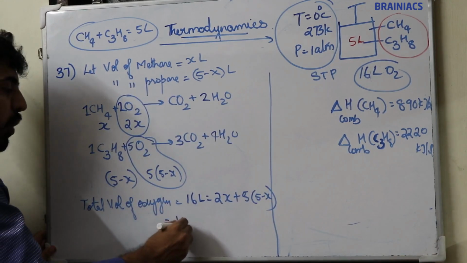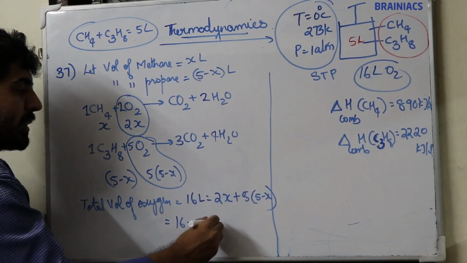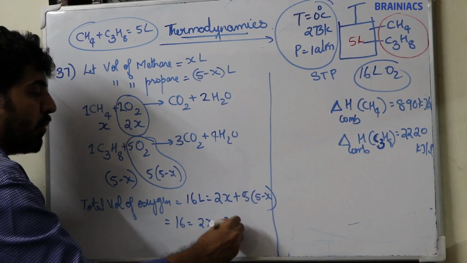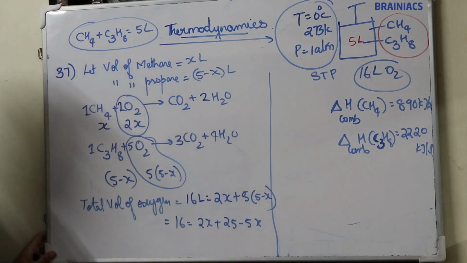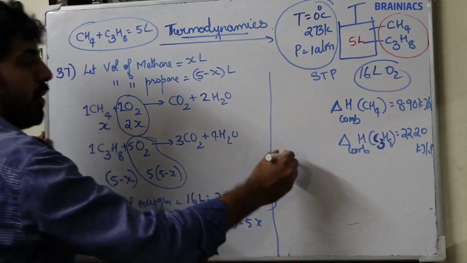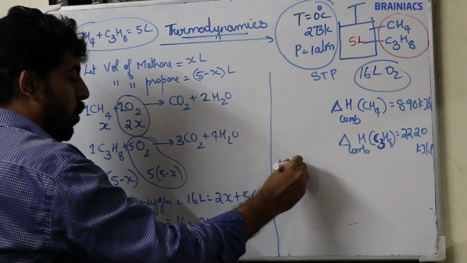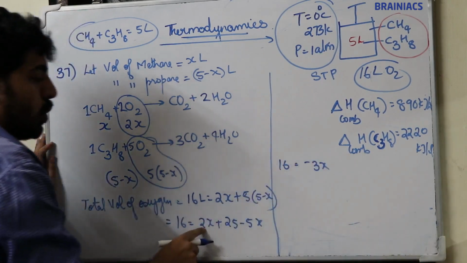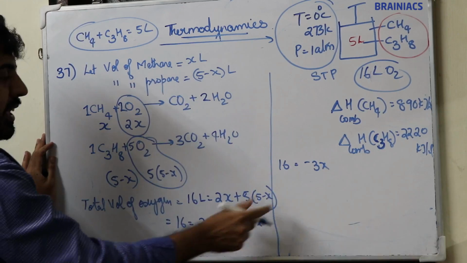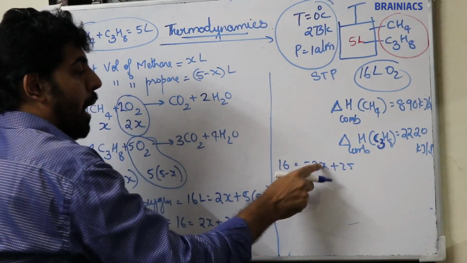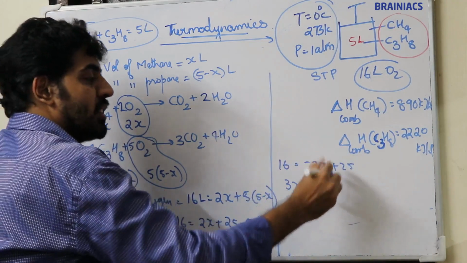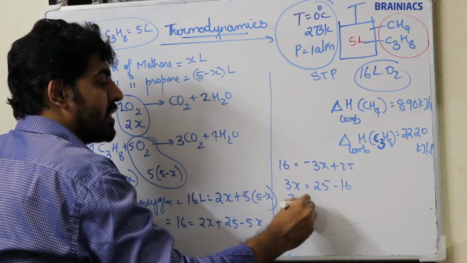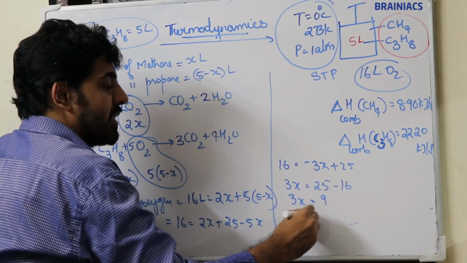So 16 is equal to 2x plus 25 minus 5x. That is, 16 is equal to 2x minus 5x, which gives minus 3x, plus 25. Taking minus 3x to the other side and 16 to this side, 3x is equal to 25 minus 16, so we get 9, and x is equal to 3.